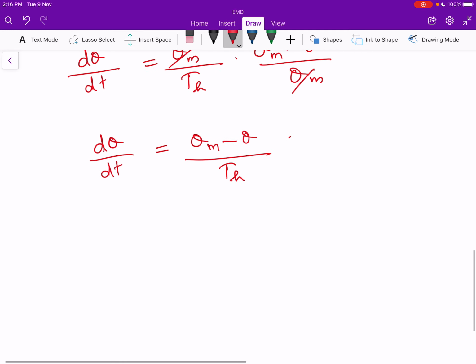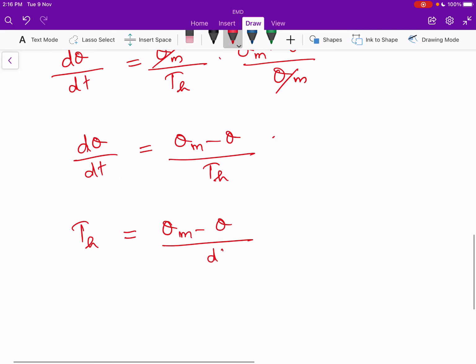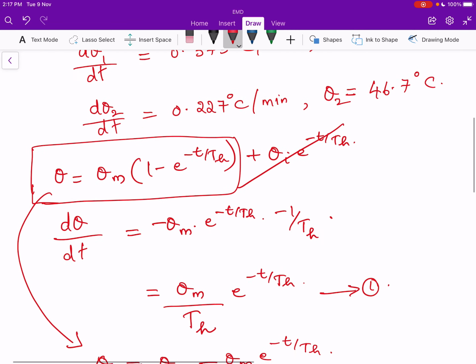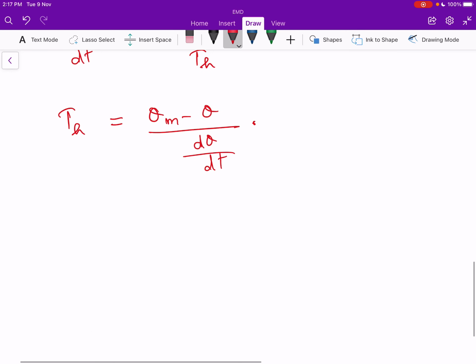Or we can write the heating constant Th will be equal to theta m minus theta divided by d theta by dt. And here in the question it is given that there is constant loss dissipation. So we know Th is equal to Gh by S lambda, and this heat dissipation is constant. So Th will be a constant. So we can write Th is equal to theta m minus theta by d theta by dt.